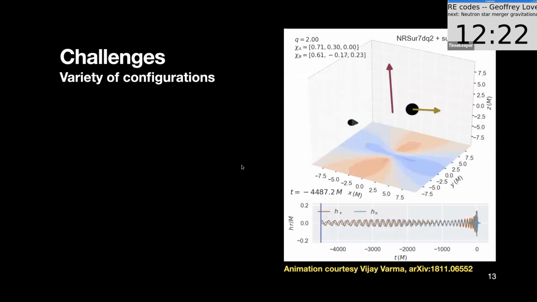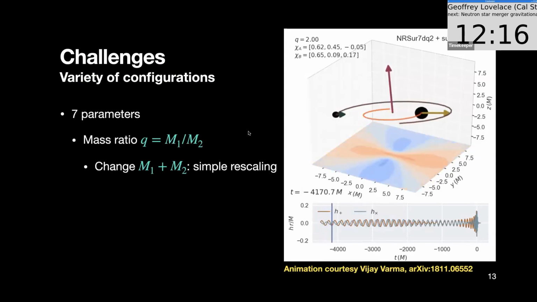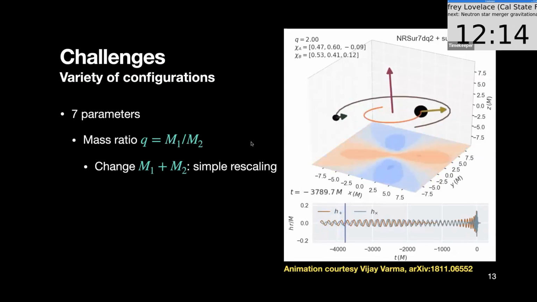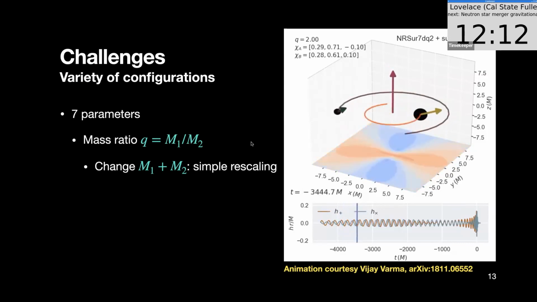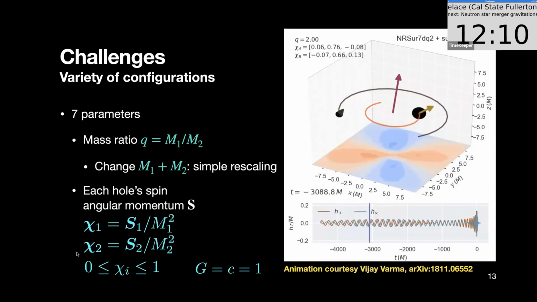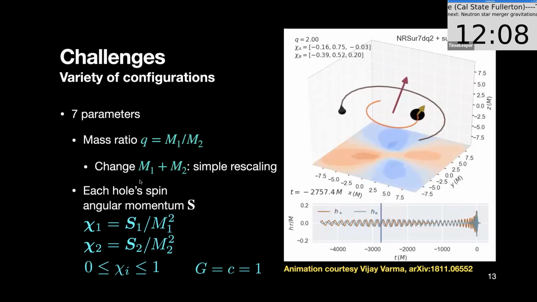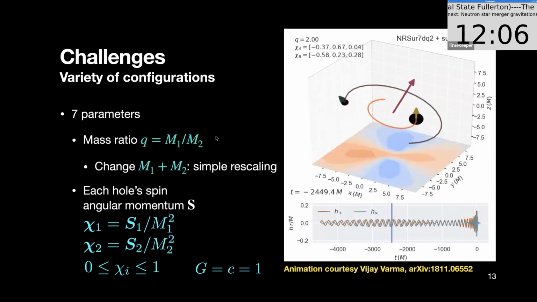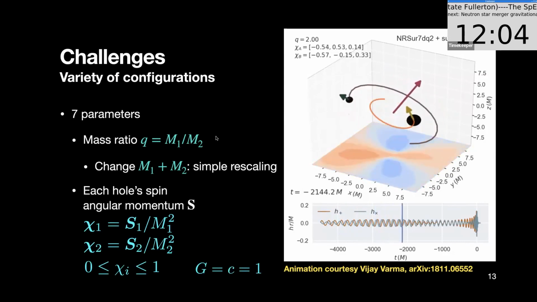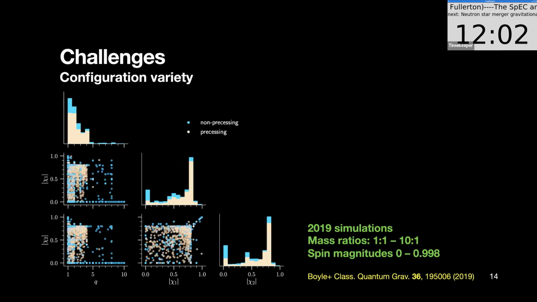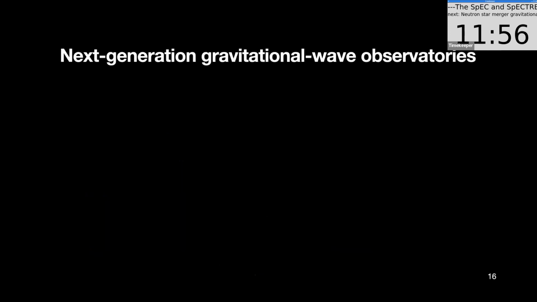What I wanted to say now is a little bit about why this is hard. One reason is there are just lots of configurations you have to do. There are these 7 parameters: the dimensionless spins, which are chi in our notation, and the mass ratio. And so here's our parameter space coverage. I'm running a little low on time, so I'm going to skip ahead a little bit.